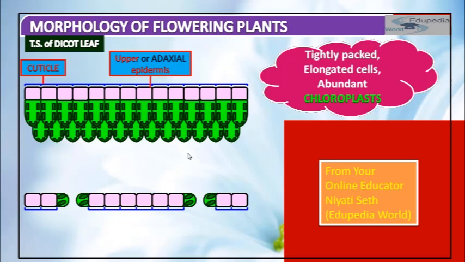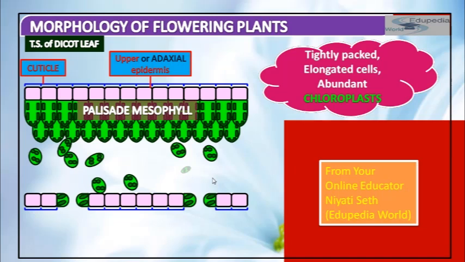So this is your palisade, which is the upper parenchyma, because I told you that mesophyll is characteristically differentiated into two regions. First is your upper palisade parenchyma and the lower is spongy parenchyma. See, these are the spongy parenchyma present.